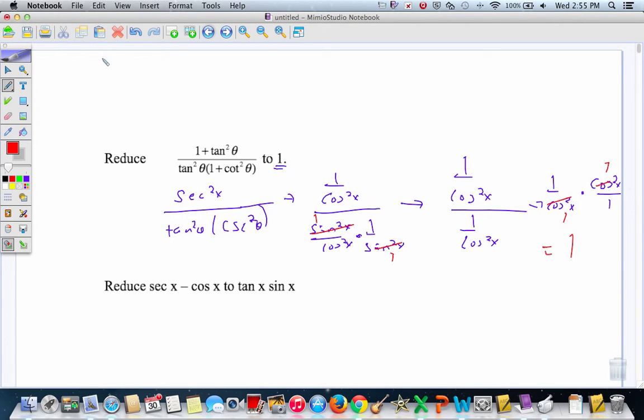As I mentioned, there's more than one way for some of these problems. So up above here, I'm going to try that same problem again. I'm going to leave the 1 plus tangent squared as it is. I'm going to distribute in my denominator to remove the parentheses. So tangent squared times 1 is tangent squared, and tangent squared times cotangent squared is just that, tangent squared times cotangent squared.